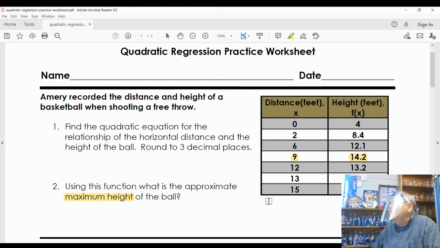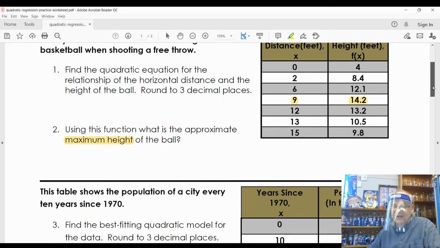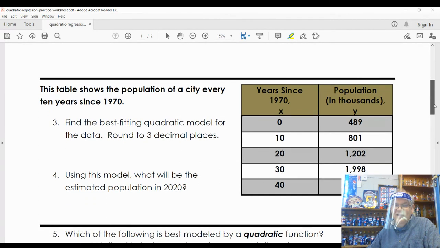You notice I highlighted a couple of things on the screen here. I did that because it's pretty easy for me to figure out that around 9 is when we're at our maximum height. Does that make sense to everybody? That's why I would probably say around 9 feet is going to give you the maximum height. And just using your common sense on a few of these problems can help you out a little bit.